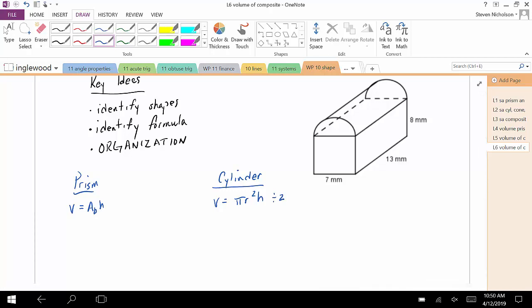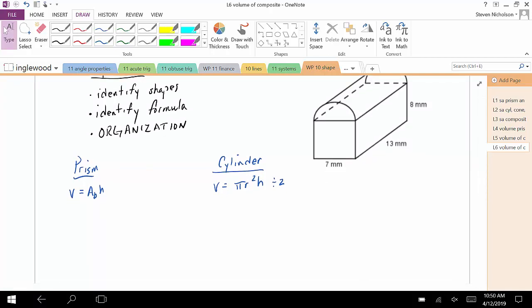And in these two little writings, we've used all our key ideas. We've identified the shapes, we've identified our formula, and in actually doing that, it's already organized. So what we're simply going to do is figure out the volume of each little piece, and then add them together. And that's basically how you solve every composite shape. Some of them get really tricky, but the key ideas are the same.